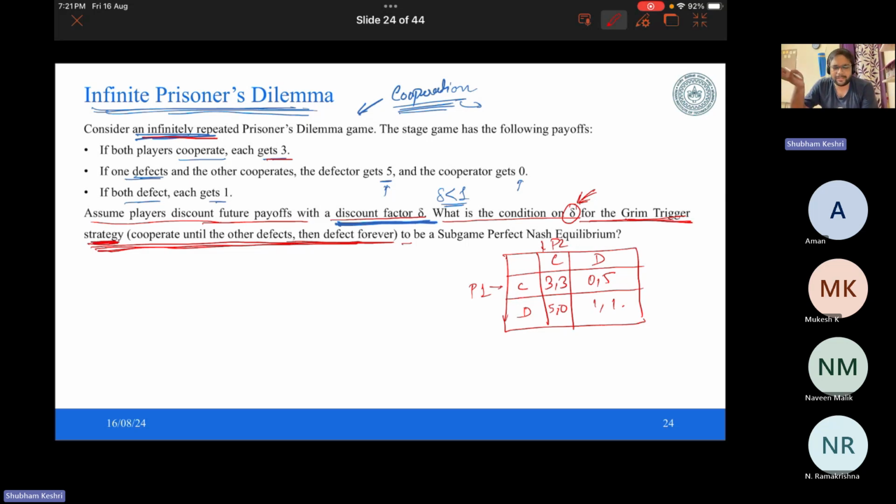It is just like revenge. You have defected, wait for me, I will defect from the next period onwards forever. Is this clear? Now we have to find out that value of delta which gives a subgame perfect Nash equilibrium. Is the problem clear?